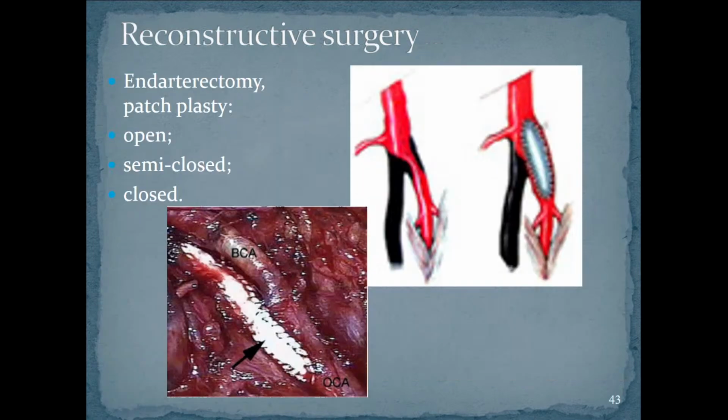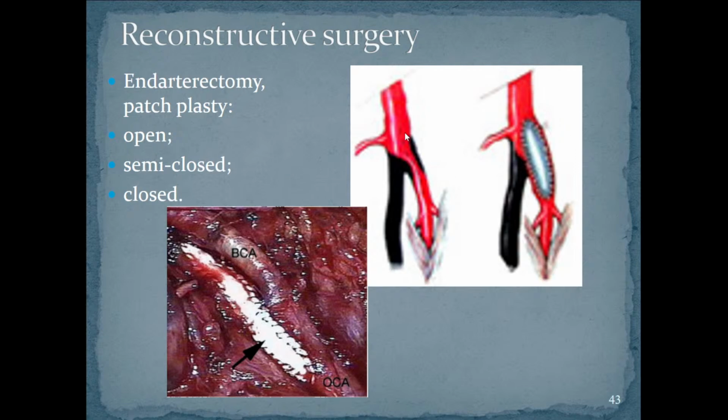So it is a good operation and rather nice. Okay. So the reconstructive surgery. What can it be? It is endarterectomy with a patch plastic. For example, it is shown here, where we can see the narrowing of the vessel, and we do endarterectomy. We remove the endothelial layer with the atherosclerotic plaque, and it is important.